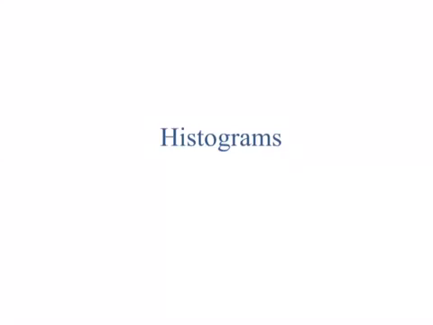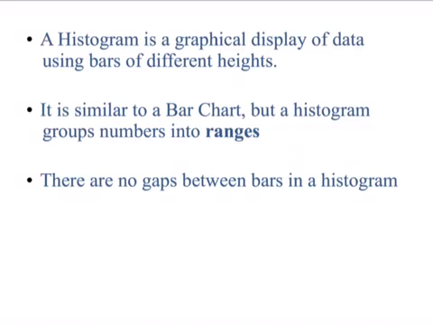So far we talked about how to make box and whisker plots to show graphically what a set of data would look like. Now we're going to look at histograms. A histogram is just another graphical display of data using bars of different heights. It's very similar to a bar chart, but instead of each bar being assigned to one number, the bars in a histogram are assigned to ranges.